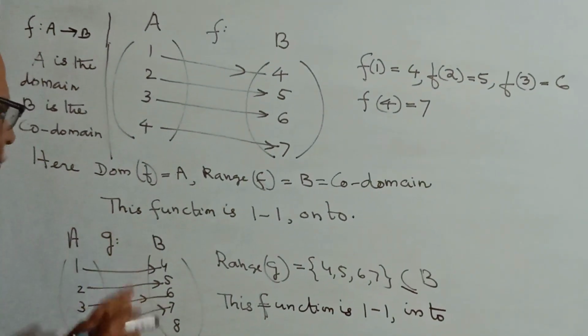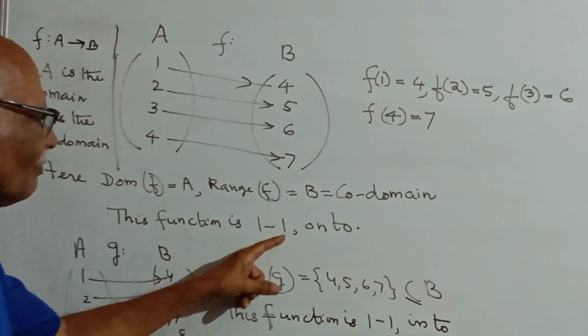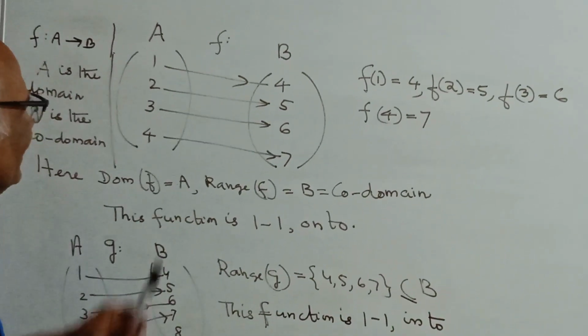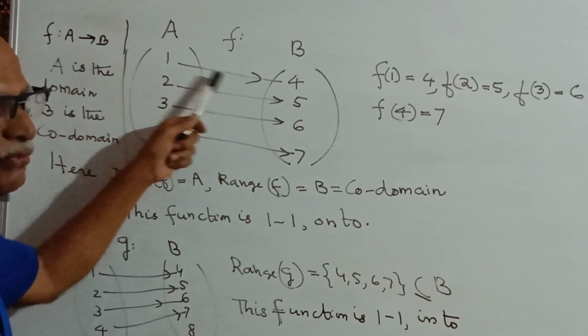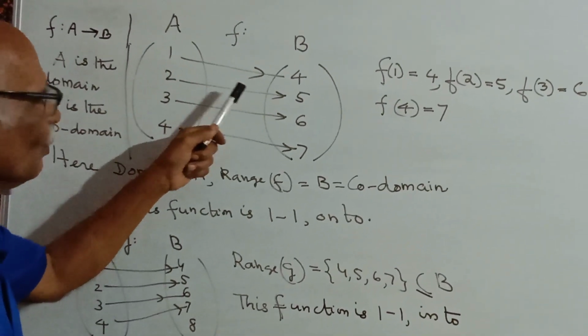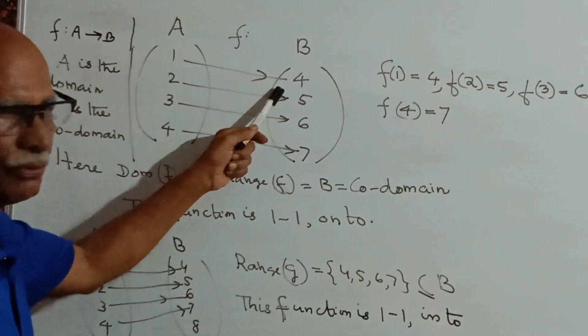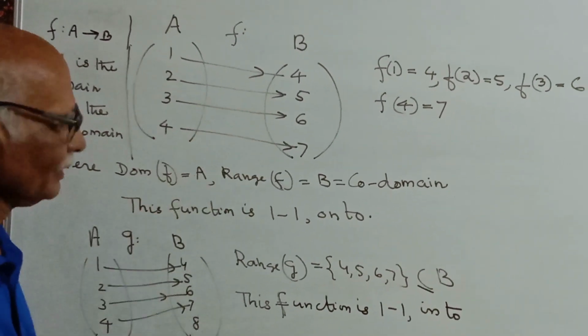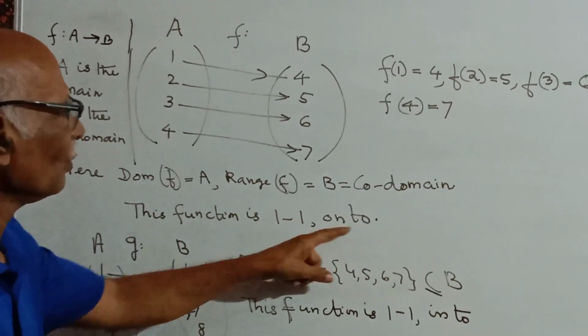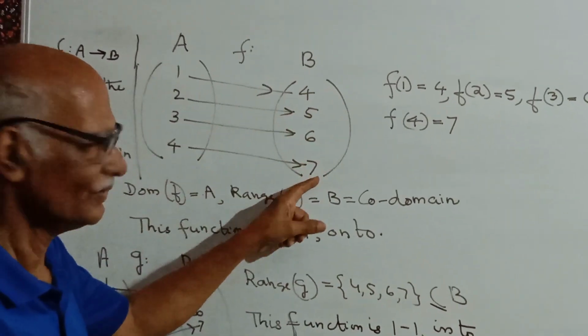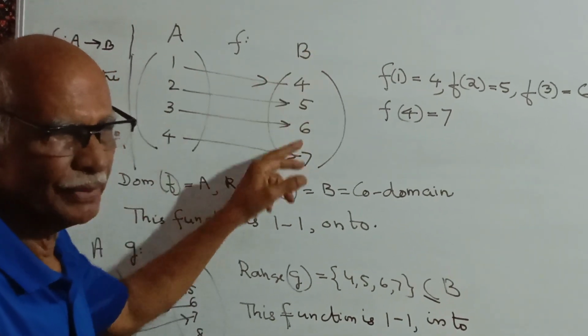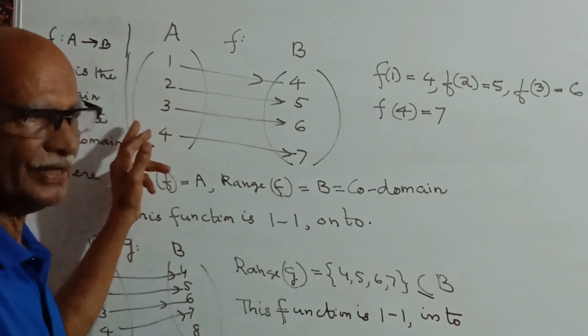Now here is a situation. The function is 1-1 and onto. One element is mapped onto one element, and no more elements from A are mapped onto the same element. So it is 1-1. Onto means there is nobody else, no one in B without a pre-image.